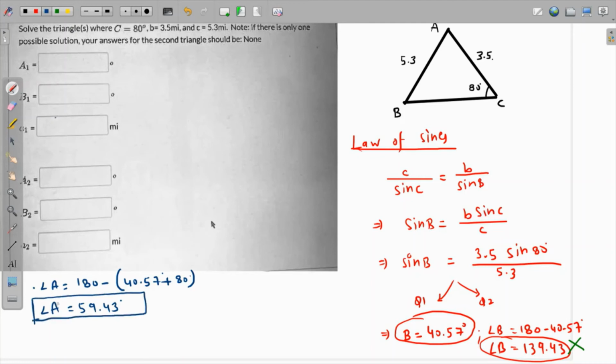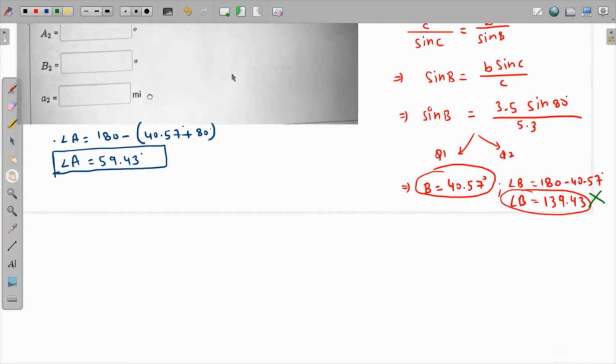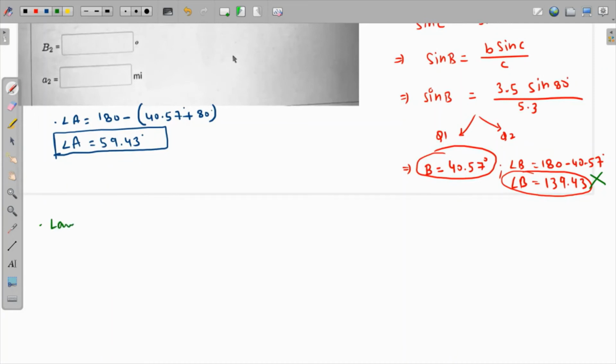And now we need to find side A. Side A is unknown, and we can easily find it using the law of sines once again. So let's apply the law of sines once again, but this time with a over sine A as well. So we are going to apply that c over sine C is equal to a over sine A. So the value of side a is going to be c sine A over sine C. That's going to be the value of side A.